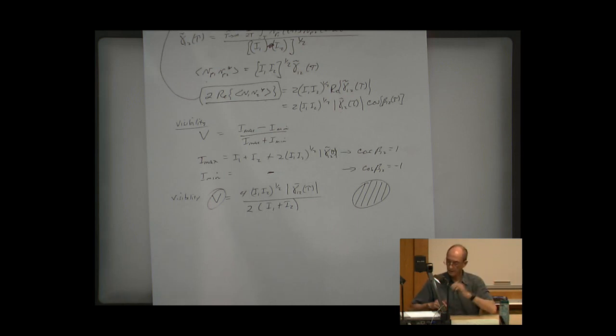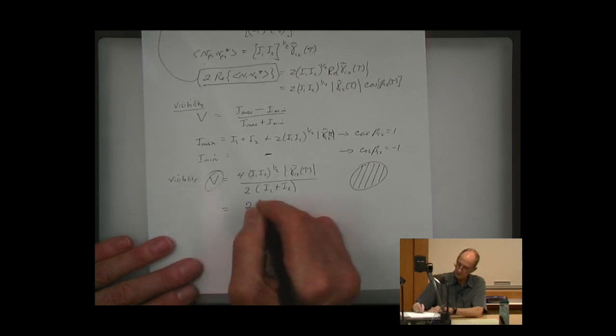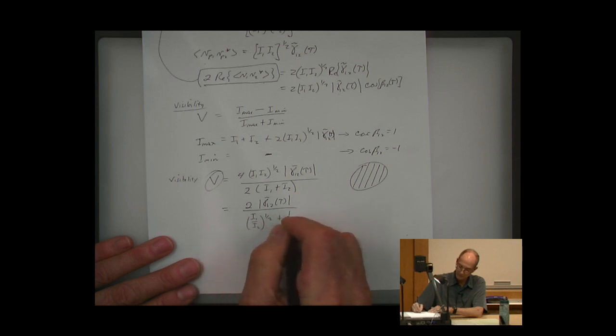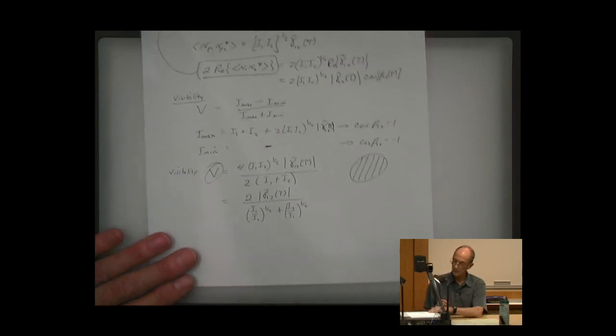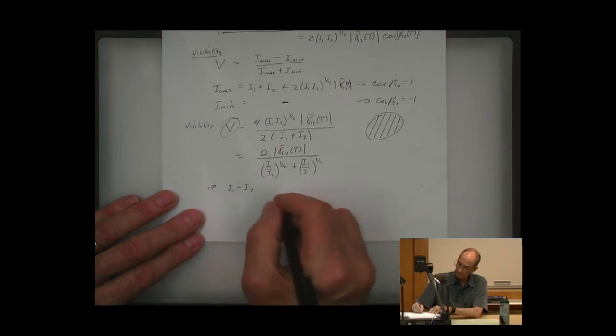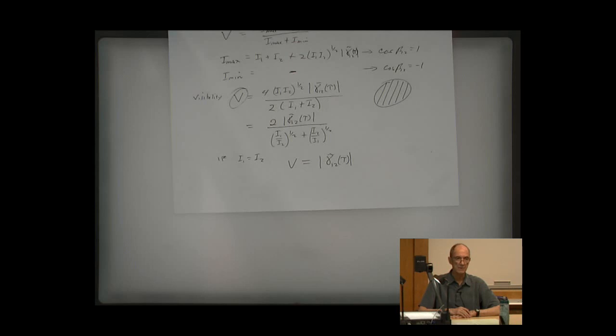Now let's rearrange this a little bit. Of course, we can divide by 2 and do some other things. So we have 2 gamma 1,2 of tau, and let's divide by this factor here. So we end up with I1 over I2 to the 1/2 plus I2 over I1 to the 1/2. And notice that if I1 equals I2, then V is equal to the magnitude of our gamma 1,2 of tau, exactly.